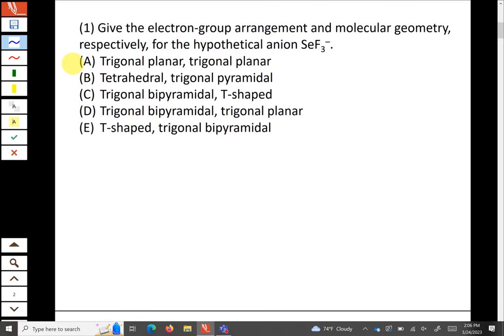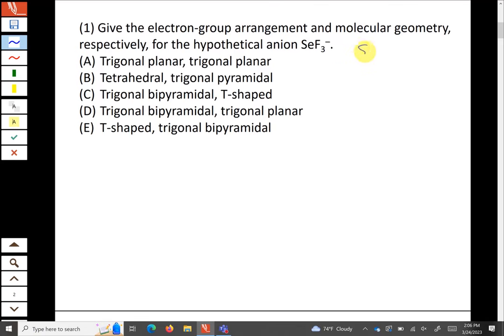The first one asks about the electron group arrangement and molecular geometry, respectively, for this hypothetical anion SeF3-. So the first thing we should do is review how to draw the Lewis structure. That was a chapter 3 topic, but you're going to be required to do that for some of the problems on this exam, especially those that deal with shape, hybridization, and polarity, which are the first few topics that we'll cover. All right, so for this one here, we need a Lewis structure.